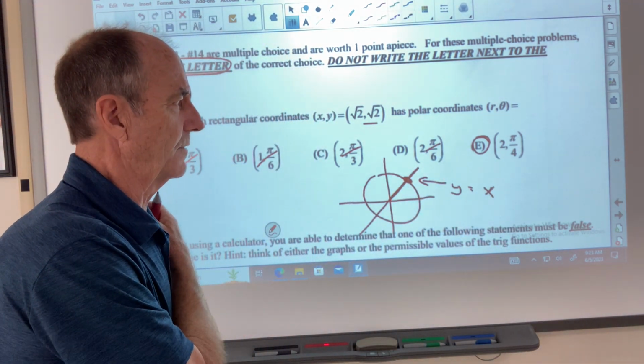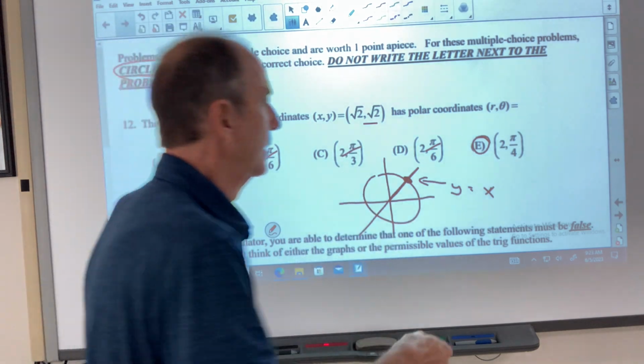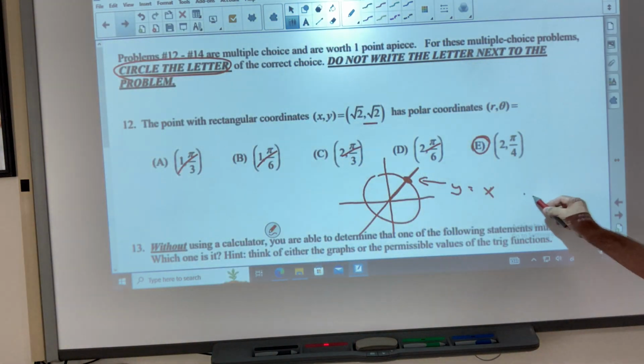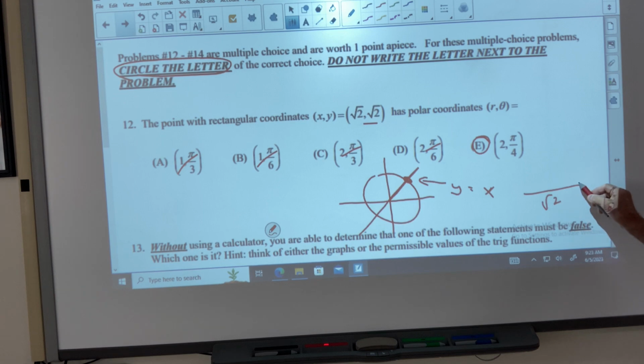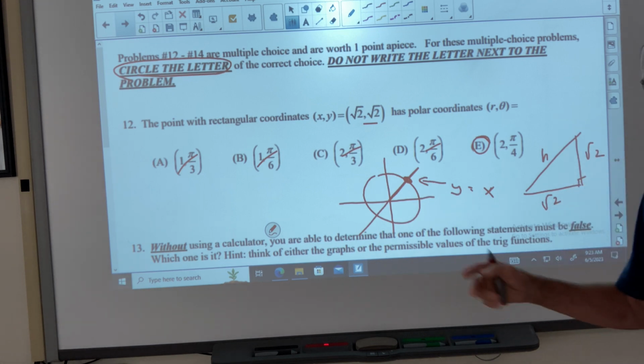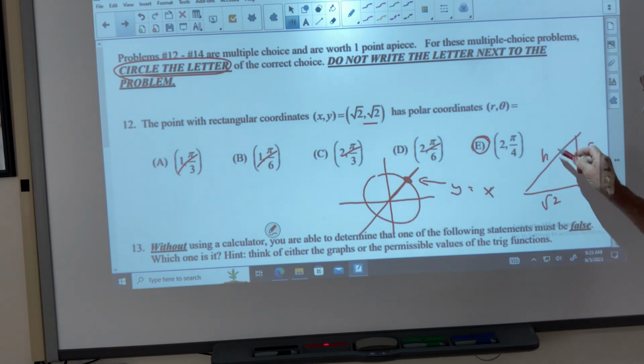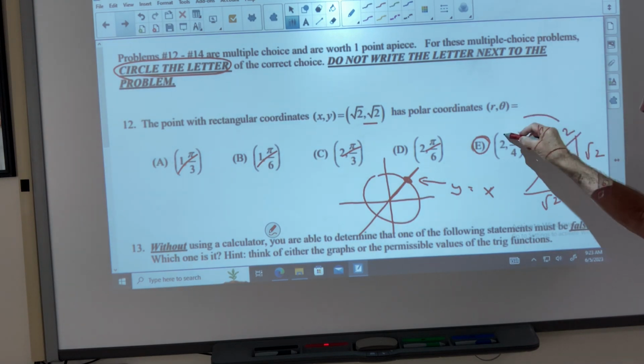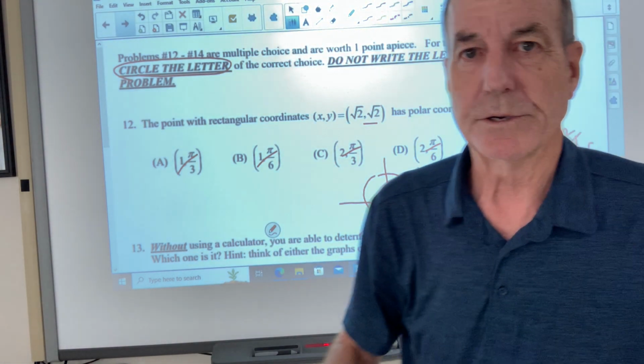If you just wanted to verify that the r value was 2, you could draw a little triangle, right? So the x value was root 2, the y value was root 2, and the hypotenuse, h. You just use Pythagoras here. Square this, you get 2. Square this, you get 2. 2 plus 2 is 4. Square root of 4 is 2. Yeah, so we do have a hypotenuse of 2 instead of 1.